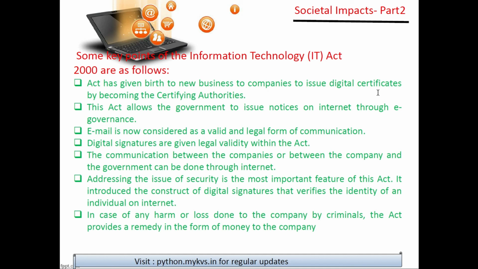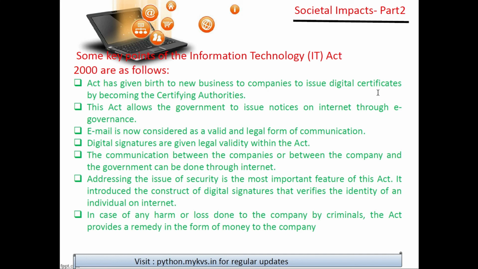The communication between companies, or between a company and the government, can be done through the internet. Nowadays video conferencing is also going on with different people. Suppose the judge is sitting in India and giving the verdict in Kolkata. That is also possible. So the person or the organization has no need to go all the way down to Kolkata at this age of communication.